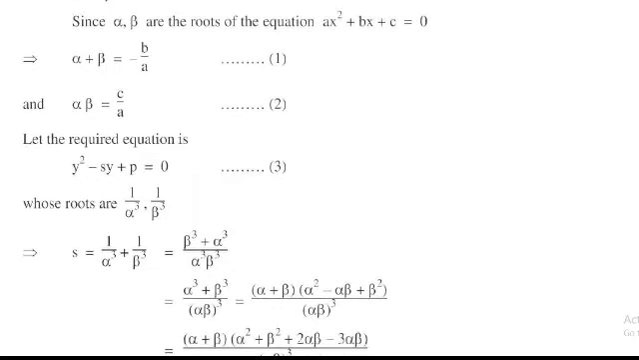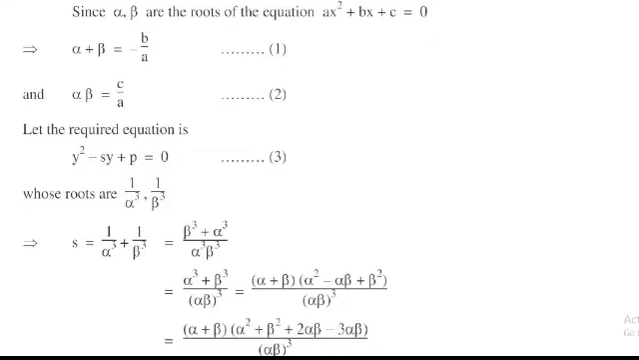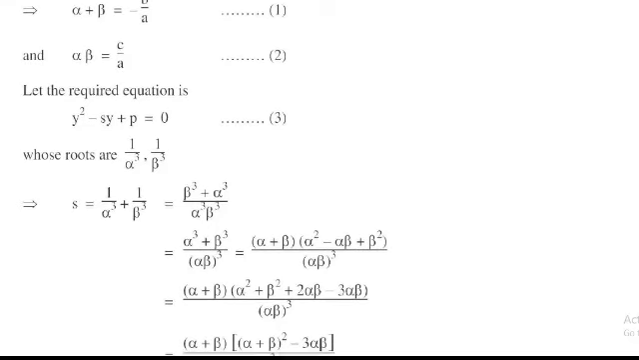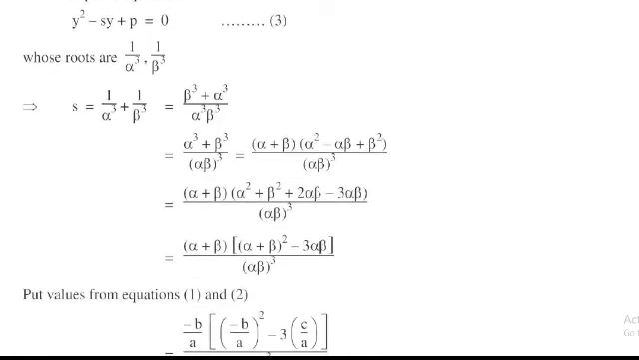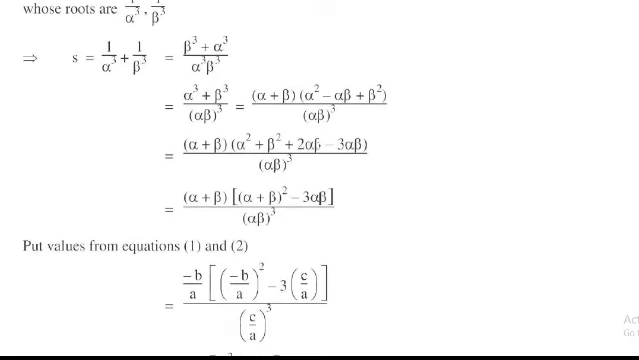So adding and subtracting 2 alpha beta: alpha square plus beta square plus 2 alpha beta minus 2 alpha beta minus alpha beta, that is minus 3 alpha beta. So alpha plus beta into alpha square plus beta square plus 2 alpha beta is the formula of alpha plus beta whole square, minus 3 alpha beta, divided by alpha beta whole cube. By putting the values of alpha plus beta and alpha beta, that is minus b over a into minus b over a whole square minus 3 into c over a, whole divided by c over a whole cube.